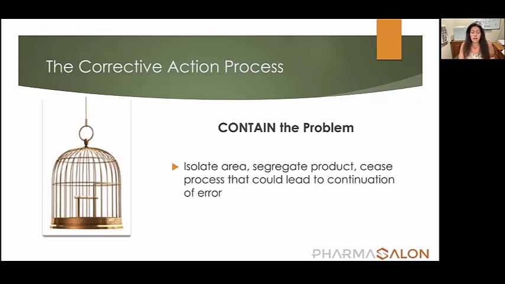Next, you want to contain the problem. So you want to do whatever that takes. Isolate the area, segregate products, cease a process that could lead to continuation of the error. So you now have a problem. You have defined the problem. You see what it is. Now you want to contain it. This is to make sure that it does not happen again.